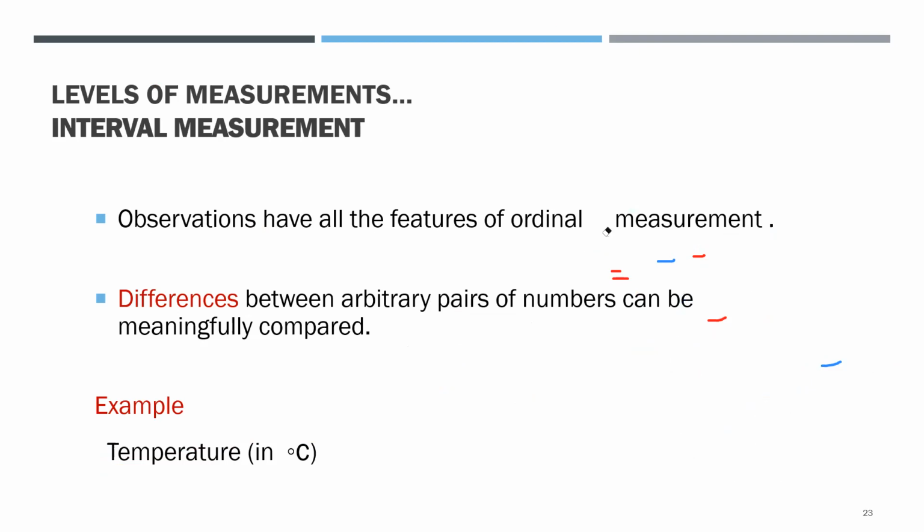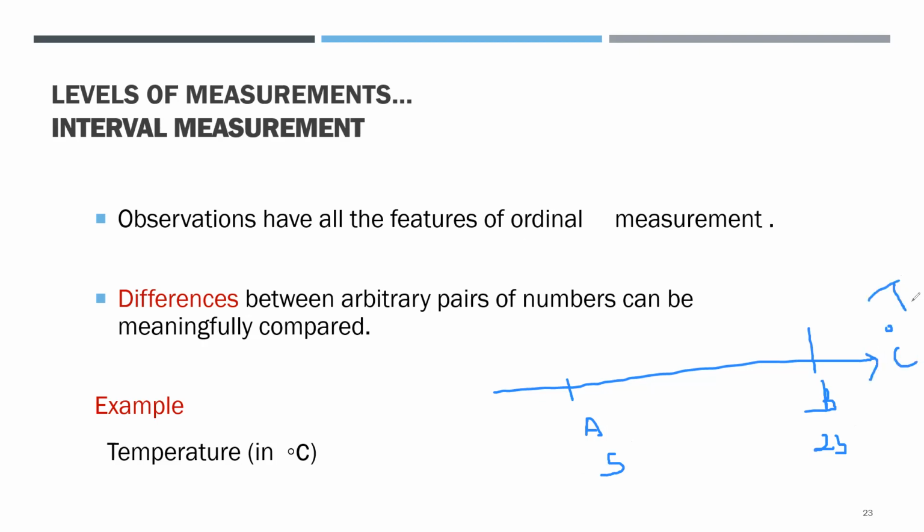You can calculate differences, right? For example, the temperature in Celsius, right? We have the temperature in two locations, let's say A and B. Let's say A's temperature is 5 on the Celsius scale. So this temperature is measured in Celsius, right? And B's temperature is 25.